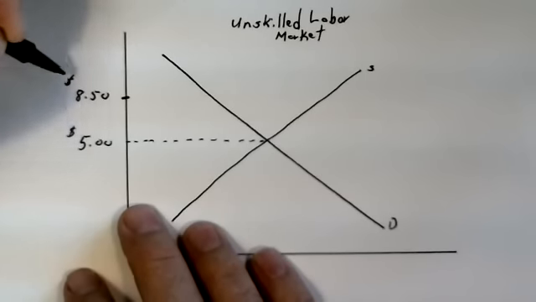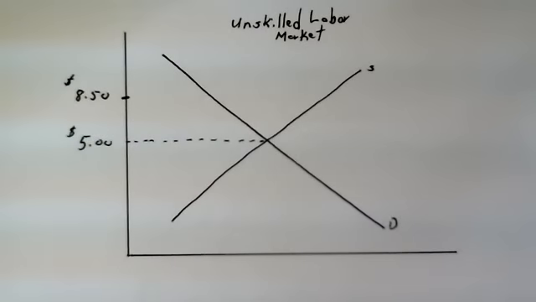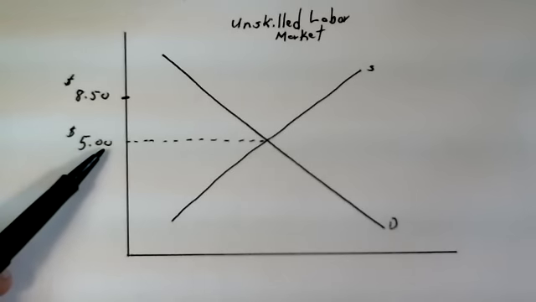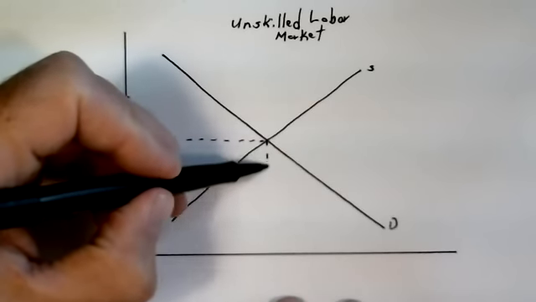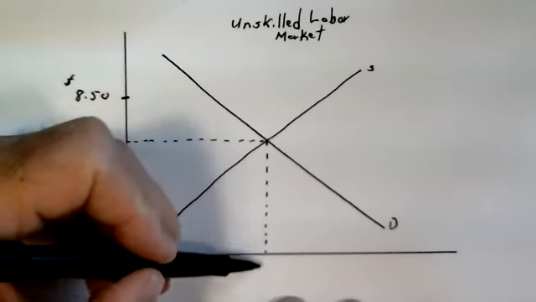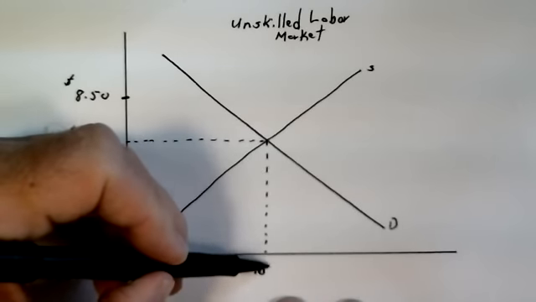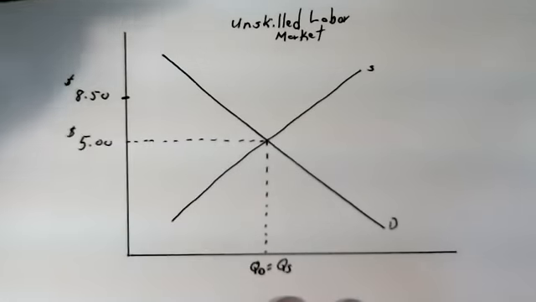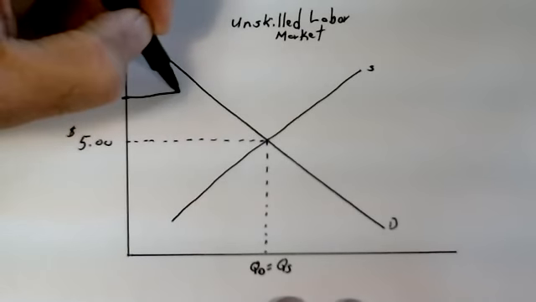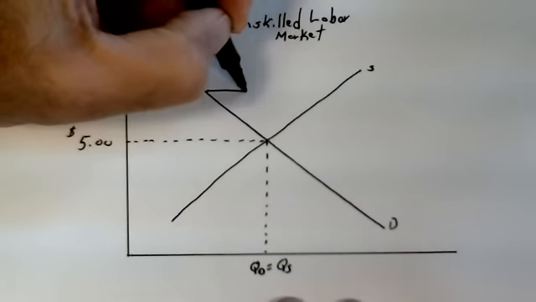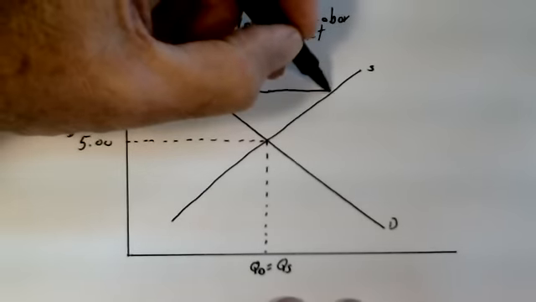And the question is, well, what happens? Well, the law just says that you must pay unskilled labor at least $8.50 an hour. You could pay them more, but you can't pay them less. But of course, the market is trying to drive the wage to $5. That's the market clearing wage, where the quantity demanded of unskilled labor and the quantity supplied of unskilled labor would be the same. So basically what we have is a binding price floor.